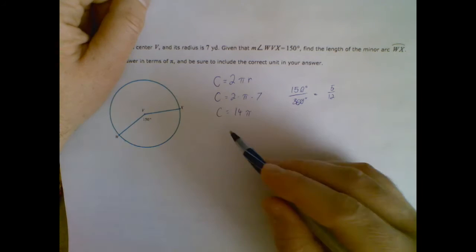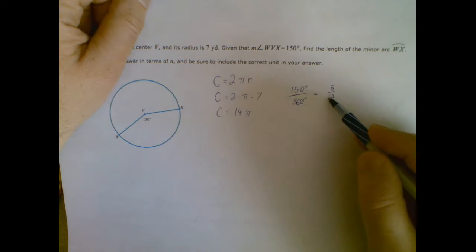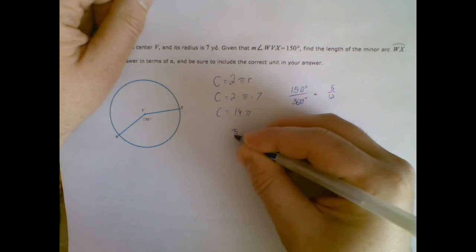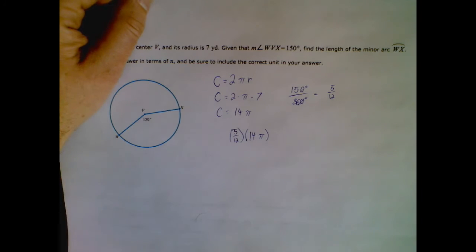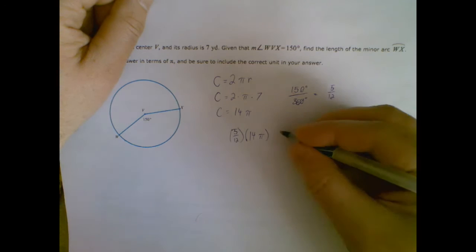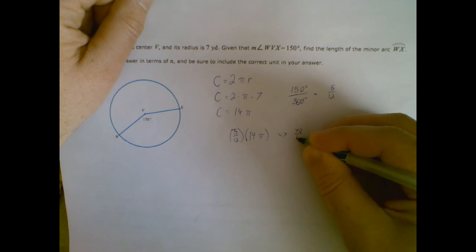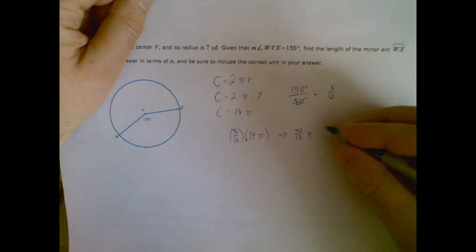All right, so if my whole circumference is 14 pi and I'm using 5/12 of it, I just need to do 5/12 times 14 pi. I'm going to leave that pi alone, so I'm not doing anything there. Okay, so what do we get? We got 14 times 5, so this is 70/12 pi, but we can reduce that.